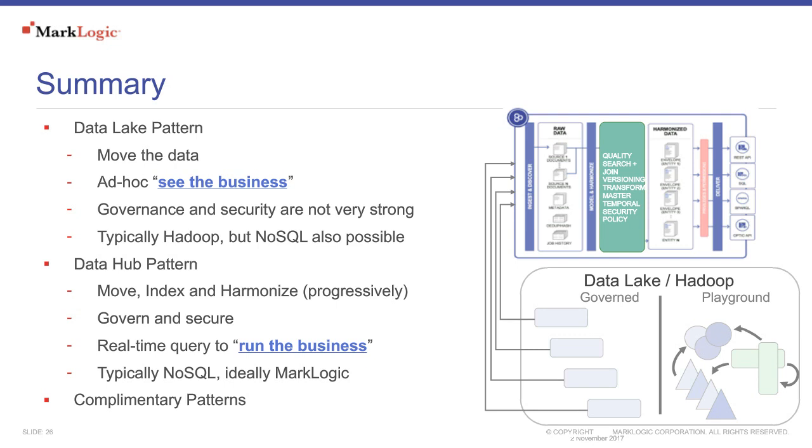And then the value add there is indexing it, harmonizing it into a common form, and exposing it with controlled APIs. So these are complementary patterns. They do two different purposes, right? The data science, see the business function, and then that feeds naturally into the data hub, which lets you run the business.